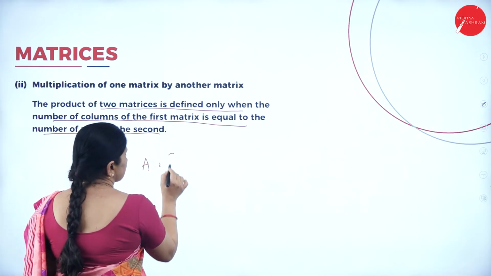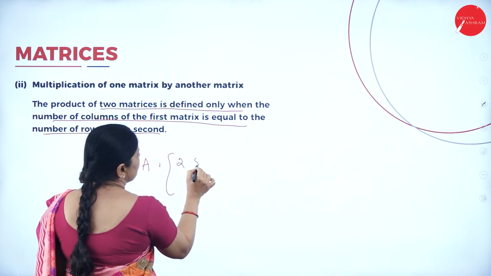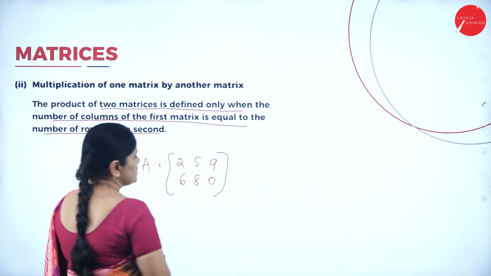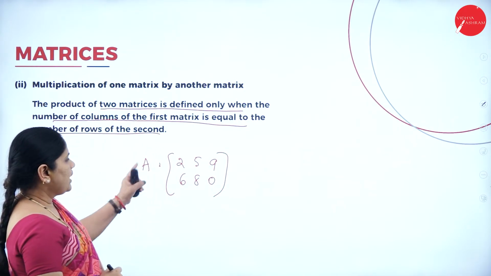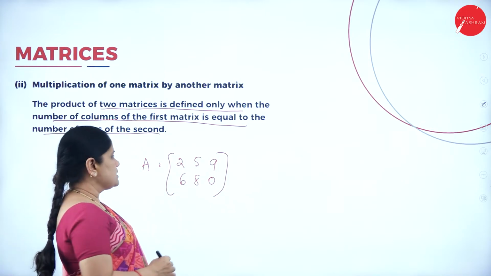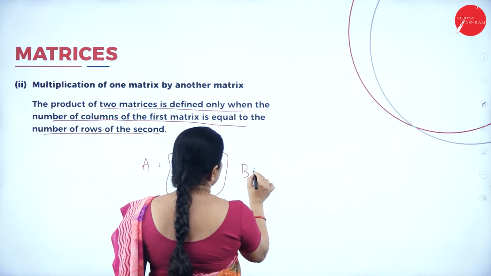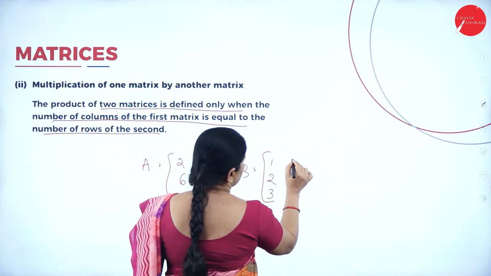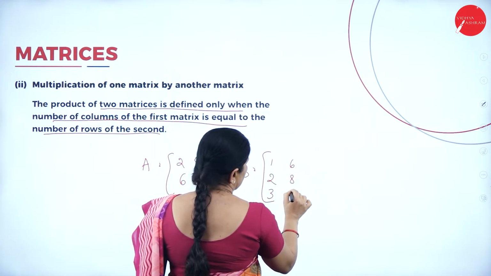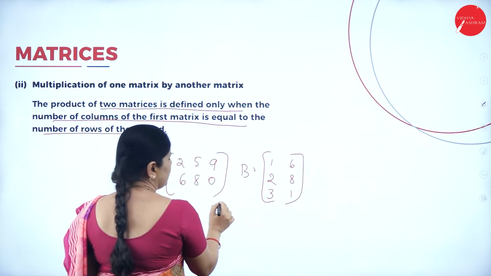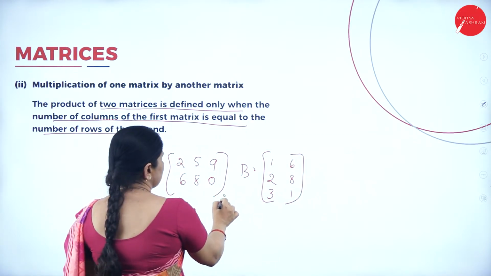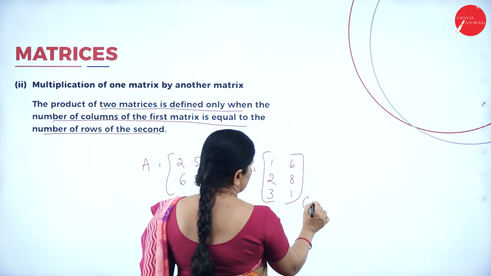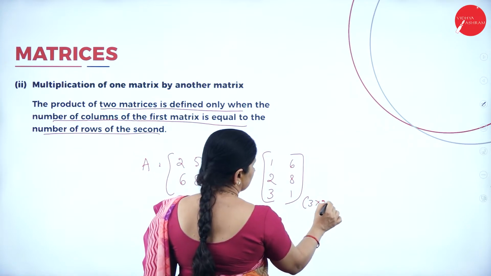Suppose matrix A equals 2, 5, 2, 6, 5, 8, 9, 0 and matrix B equals 1, 2, 3, 6, 8, 1. So here the matrix order is 2 into 3. Here the matrix order is 3 into 2.